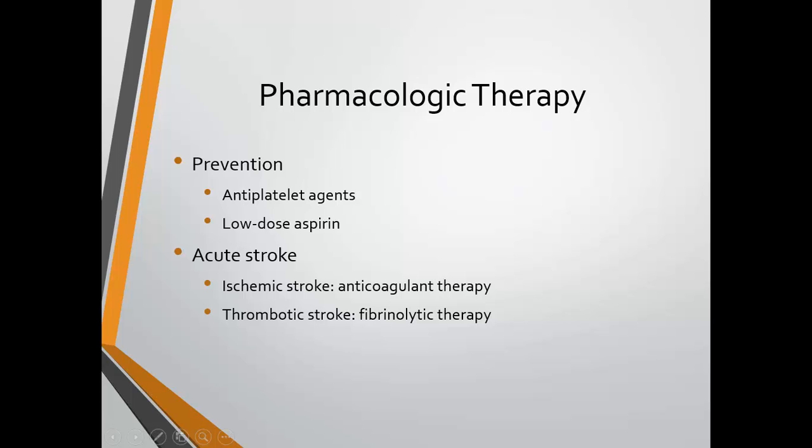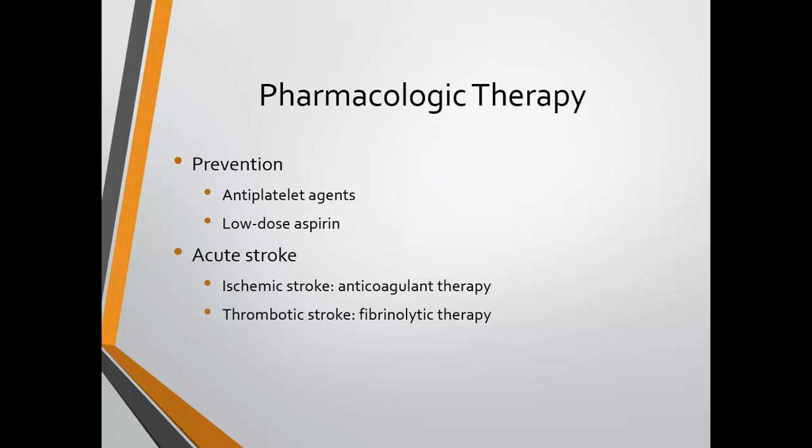Alright, pharmacologic therapy. When you're looking at preventing strokes, a lot of times they will put them on antiplatelet agents, and that's to treat patients that have had TIAs or have had previous strokes, and that's going to be like aspirin, Plavix, Persantine, and Ticlid. Your low-dose aspirin helps reduce TIAs and stroke risk.